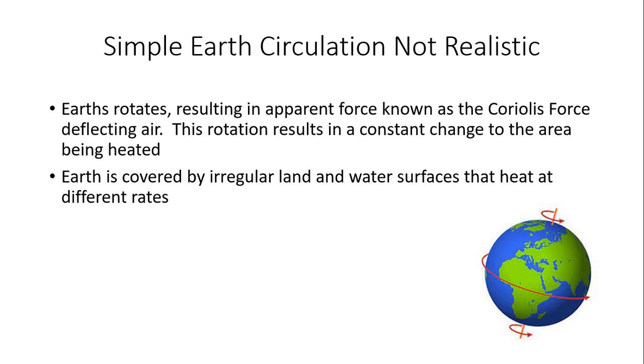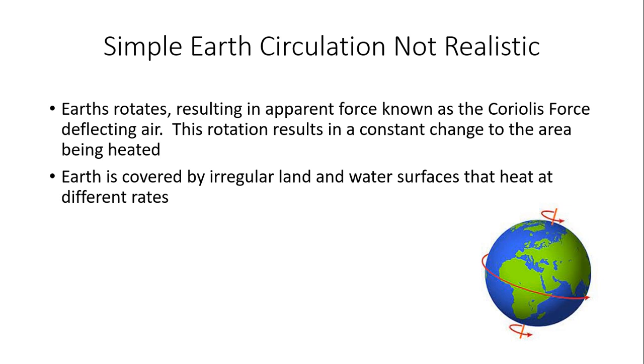And that's going to deflect the air to the right of its intended path in the northern hemisphere and to the left of its intended path of motion in the southern hemisphere. So this rotation then results in a constant change to the area that's being heated.